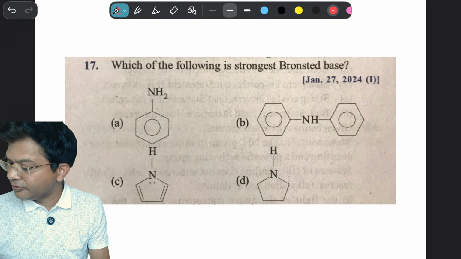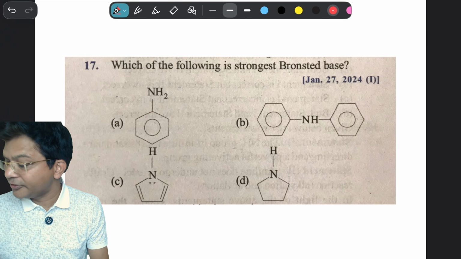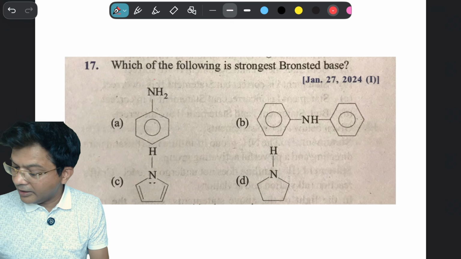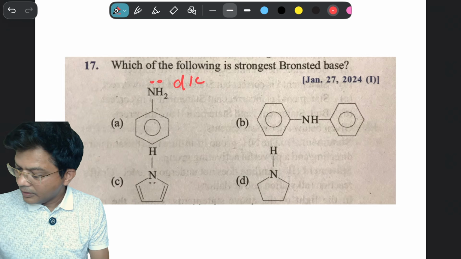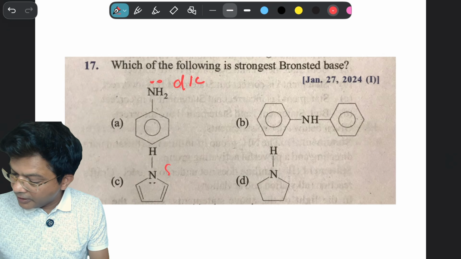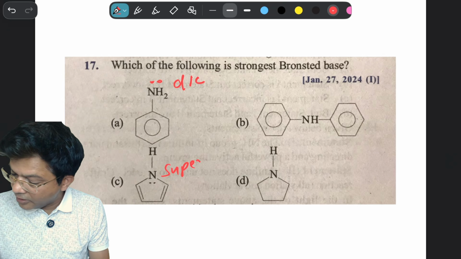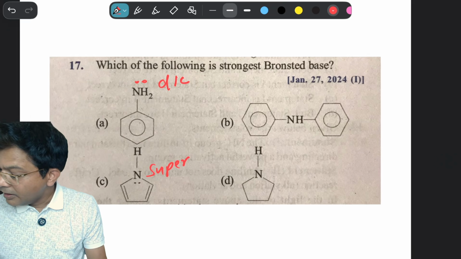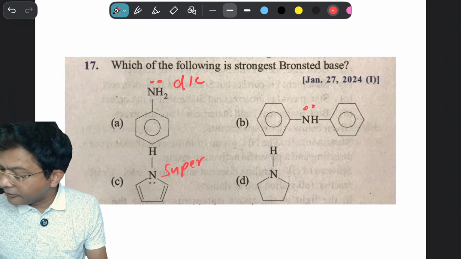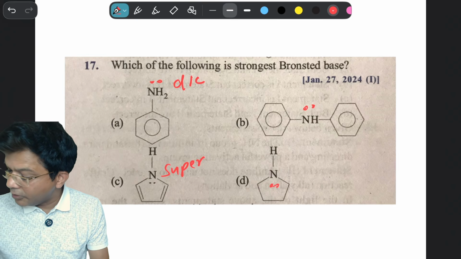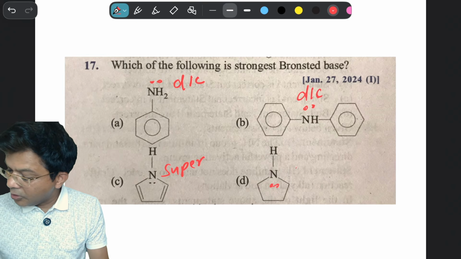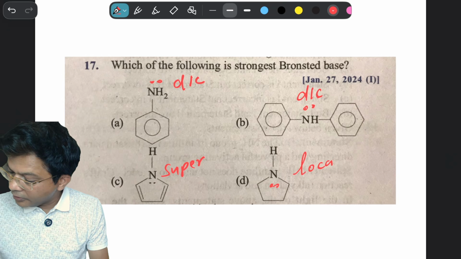Which of the following is the strongest Bronsted base? Now see, its lone pair is delocalized. Its lone pair is super delocalized. Why? Because it is involved in aromaticity. Its lone pair is delocalized on both sides, and in the last one its lone pair is localized. So definitely it can't do resonance.